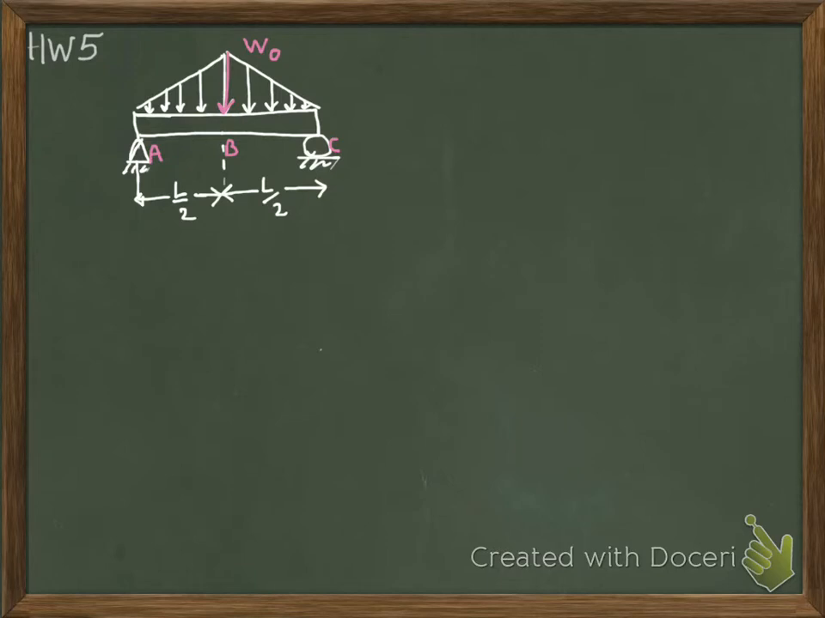Let's deal with it. What this problem is asking for is to plot the shear diagram and then the moment diagram, as a function of x, both of them varying along the x direction. Before even getting there, the first step is the free body diagram.